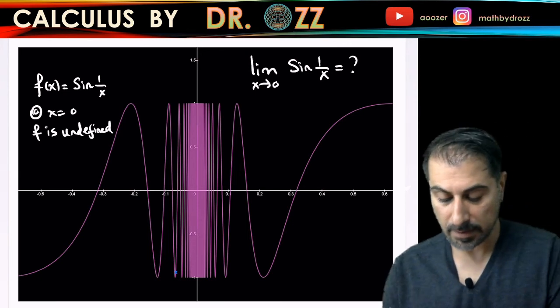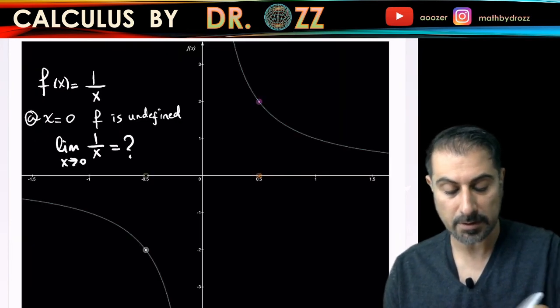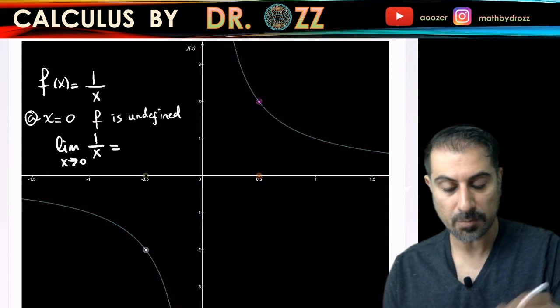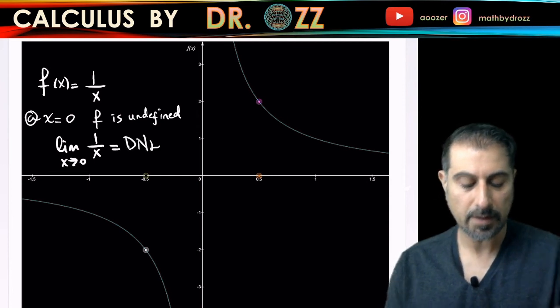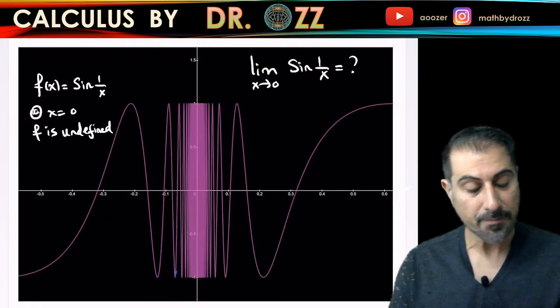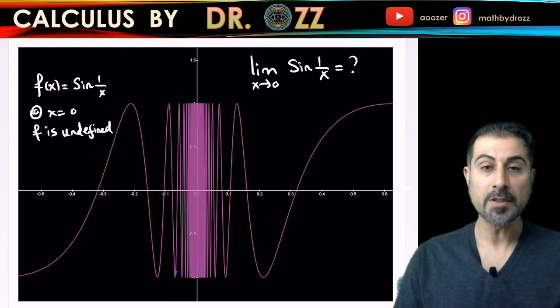Okay. By the way, the answer to the previous question is just does not exist. We put DNE, which essentially means that the limit doesn't exist. Now let's see what's going on with this function. If you want to graph this function, this is what it looks like around 0.